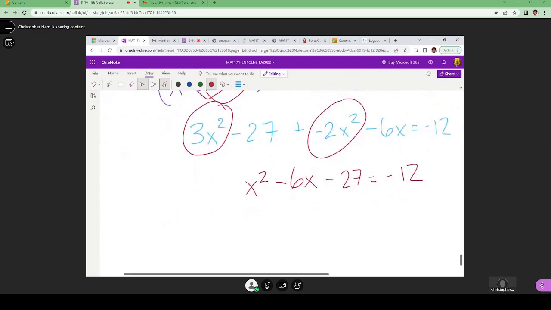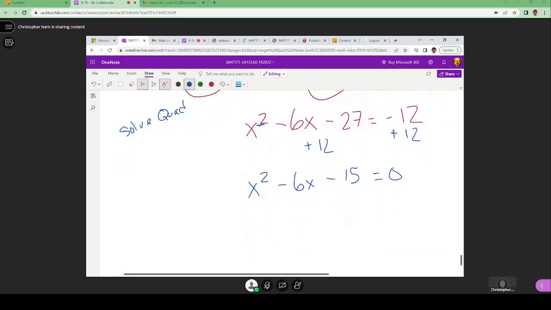The issue with this, it looks like a trinomial, but remember, we have to set it equal to 0 to solve for a quadratic. This is a quadratic because the exponent is 2. So I got to set it equal to 0, which means I have to add 12 to both sides. If I add 12 to both sides, I get x squared minus 6x, what is that, minus 15 equals 0? Well, now I can factor. I get x, what is that? Does that factor out nicely? It may not. I do not know.